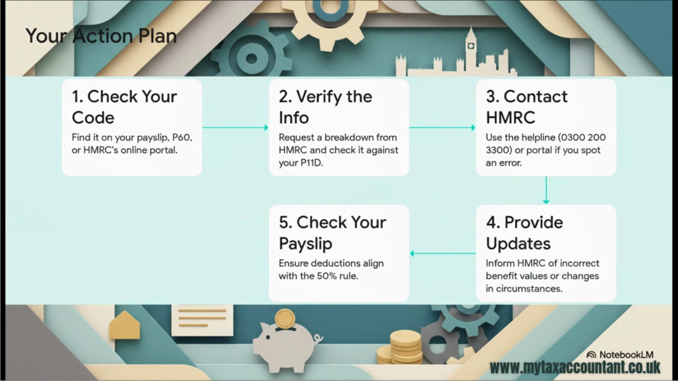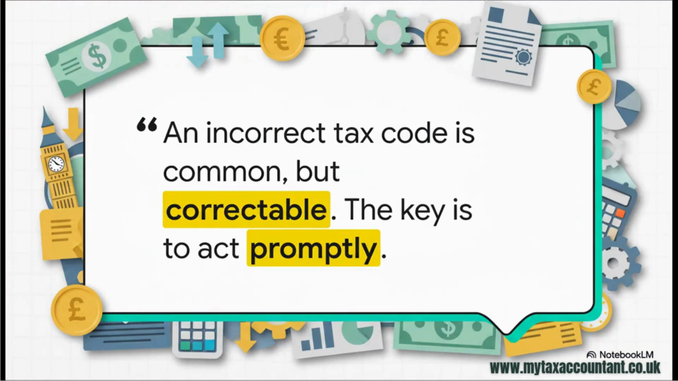Step 4. Keep them updated. This one is so important. If your situation changes, you get a new car, you lose a benefit, tell HMRC straight away. They can't give you the right code if they have old info. And finally, step 5, check your payslip. Make sure the deductions look right and, crucially, that they aren't taking more than that 50% safety net we talked about.